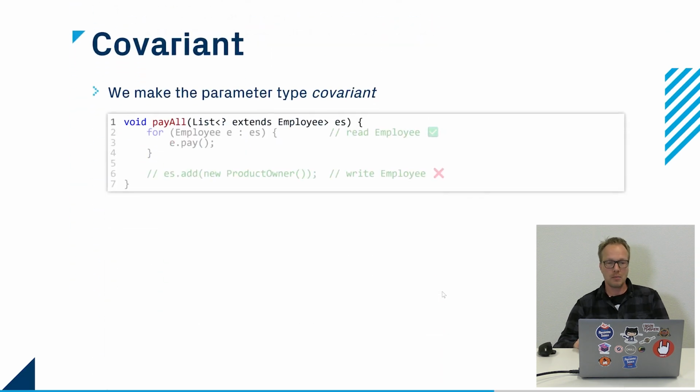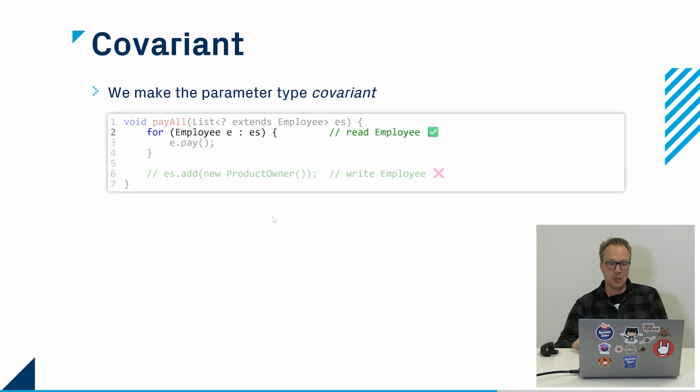We can do this by making the type at this declaration site, so to call, covariant. And we do this with this syntax. We say, hey, it's not only an employee, but it's something that extends employee. So employee, developer, product owner, whatever employee you want.